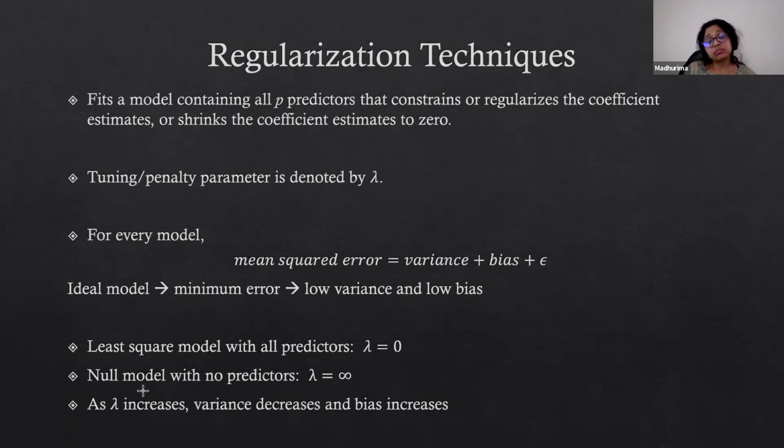The opposite of that would be a null model with no predictors. That would mean my lambda, or the penalty term, is infinite. So it makes all the predictors go to 0. So that is also not what we want. We want to keep somewhere in between, and we want to reduce the overfitting.